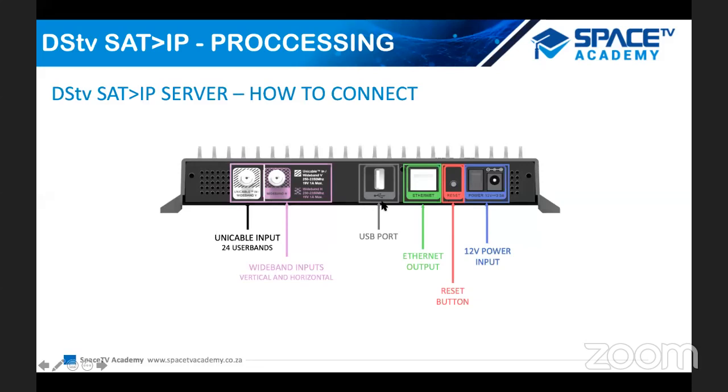The next connector there is a USB port, which is not used for the normal setup of the system. It could be used for upgrades, etc., but it doesn't affect the functionality of the actual wide SATIP service system. Your next connector is an Ethernet connector. It's an RJ45 connector. So this is going to become your output. Remember, we are now using a LAN type network. So that RJ45 Ethernet port becomes your output. So you have satellite in and you have Ethernet out on the DStv SATIP server.